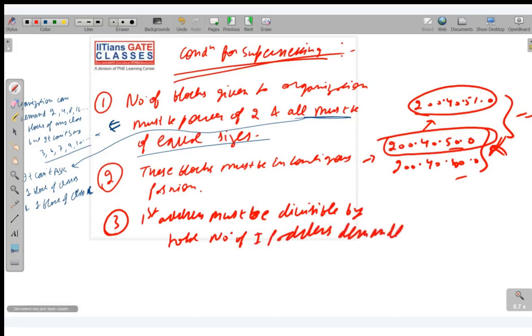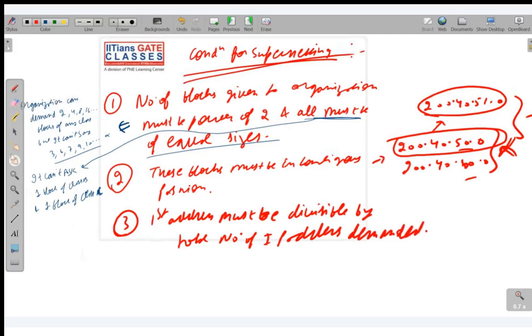Let me explain why we want these things. Okay, so first of all, take the snapshot. Then in the next slide, I will tell you the reasons for all these things. The first reason is for sure: no block given to an organization must be a power of 2. The number of blocks must be in a power of 2, and all must be of equal sizes. These blocks must be in continuous fashion, and the first address must be divisible by the total number of IP addresses demanded.